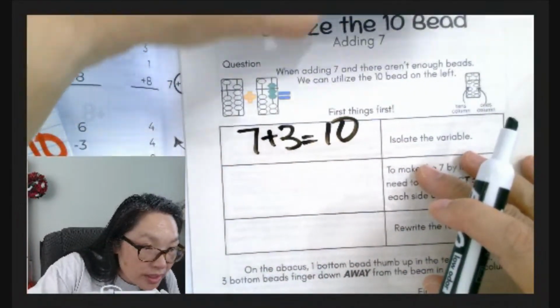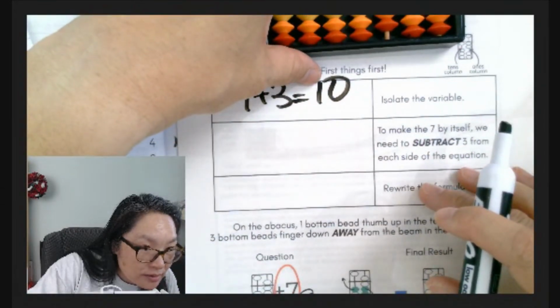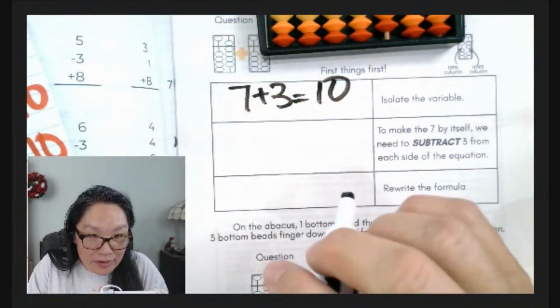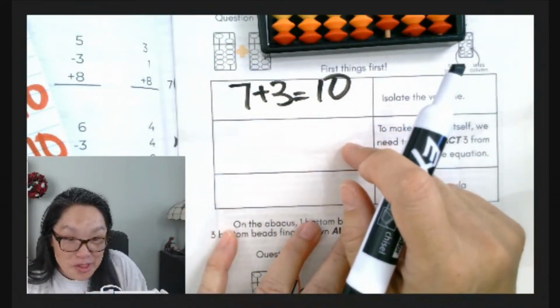How are you so young? How are you still so young? I learned the abacus. What? No, I'm not young. I wish I was young.